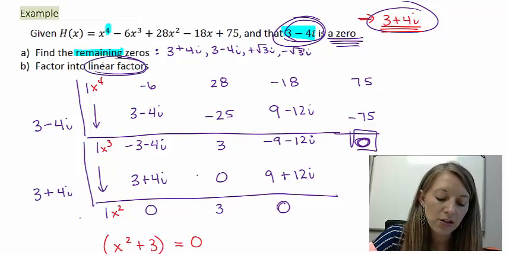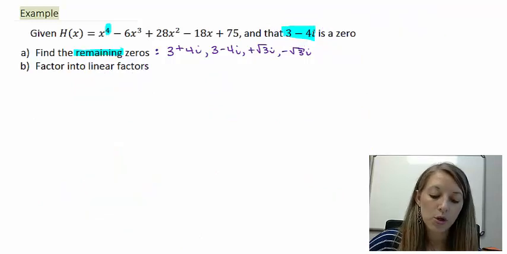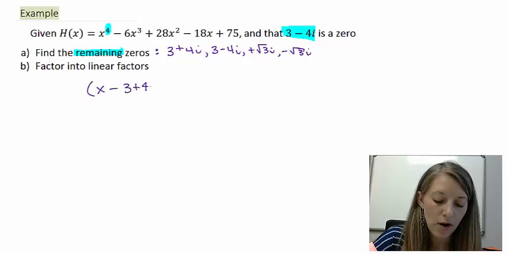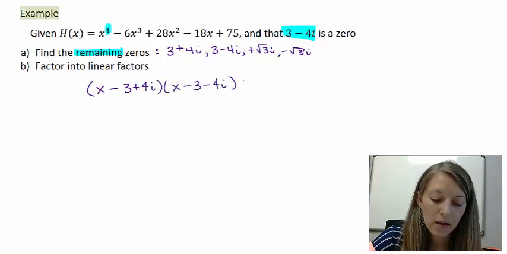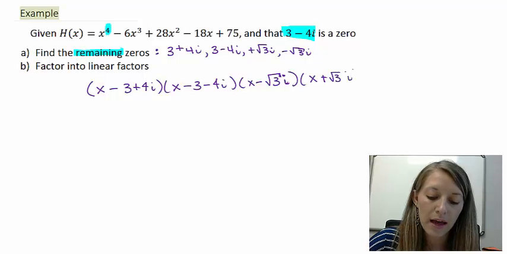And now last I need to factor this into linear factors. Well, I use the same principle that I've been using on every example. If something's a 0, then x minus it is a factor. So all I need to do is subtract these from x. So I have x minus (3 plus 4i), x minus (3 minus 4i), x minus square root of 3i. Remember, the i does not go underneath the square root, so if you need to write it in reverse order, that's okay. And x plus square root 3i.